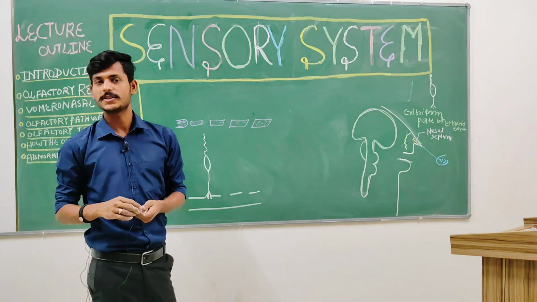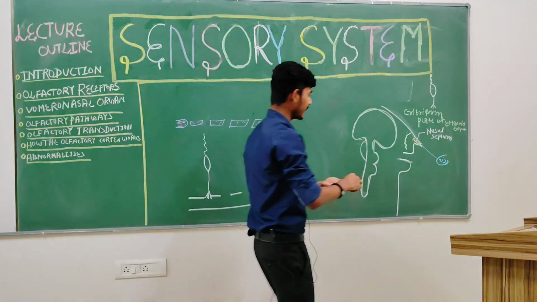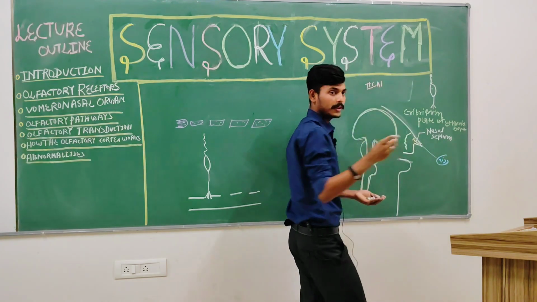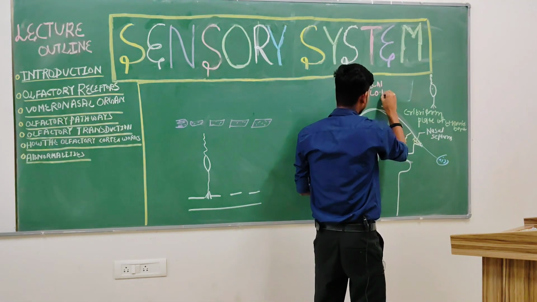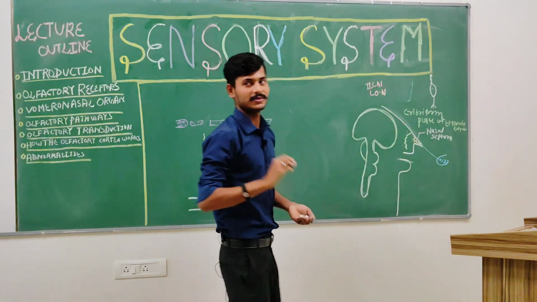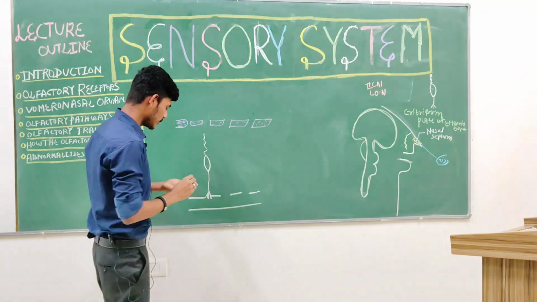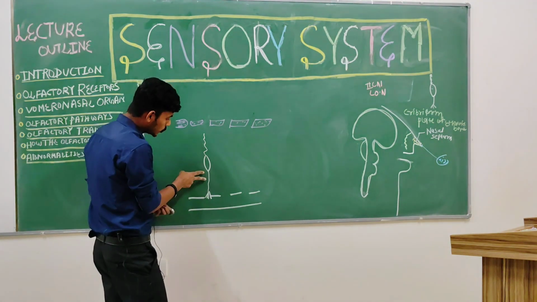Anyone? Which nerve? Yeah, it's the first cranial nerve. Can you name it? Yeah, it's the olfactory nerve. Very good. I'm impressed. It's the olfactory nerve. Understood? Now, these bipolar neurons have two ends.